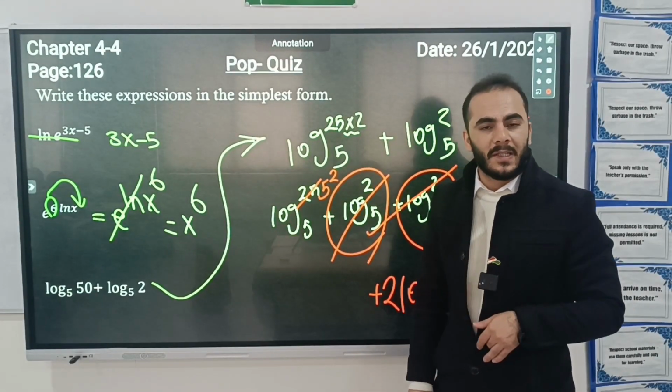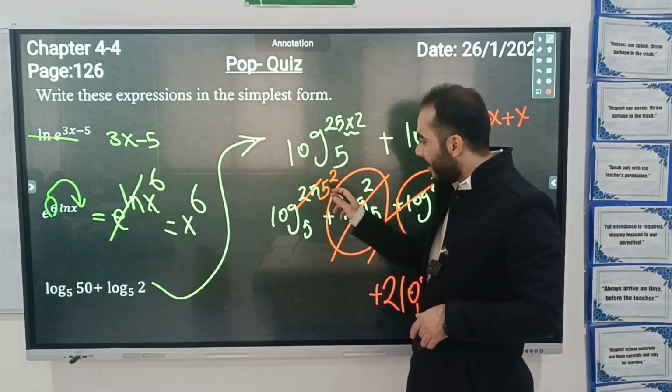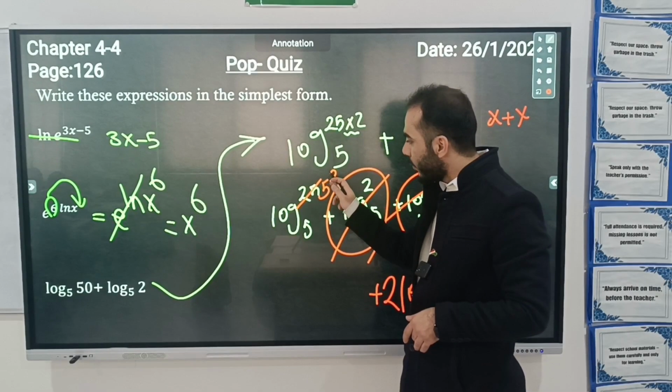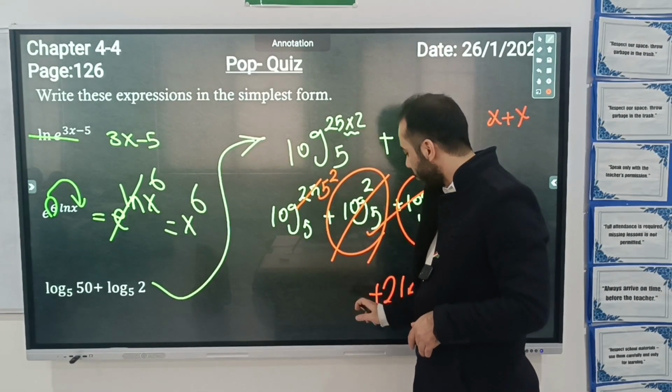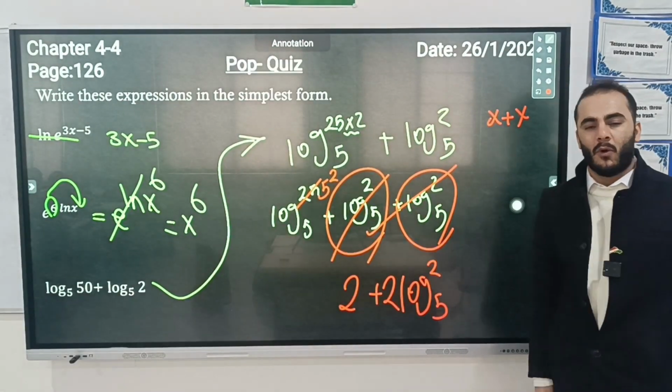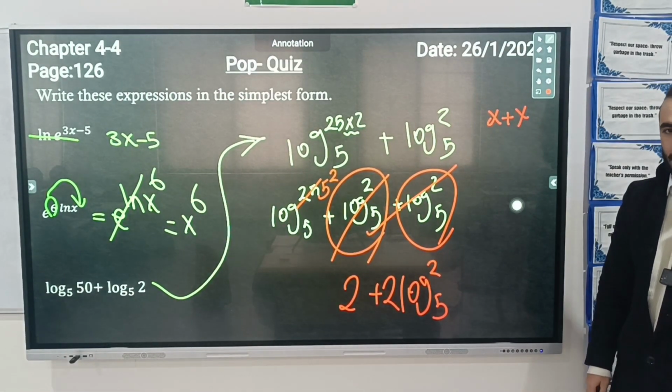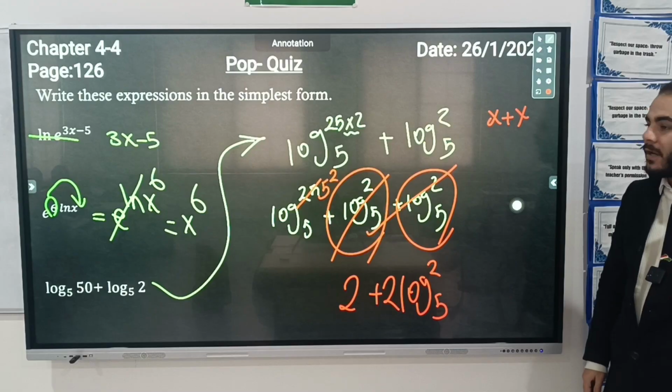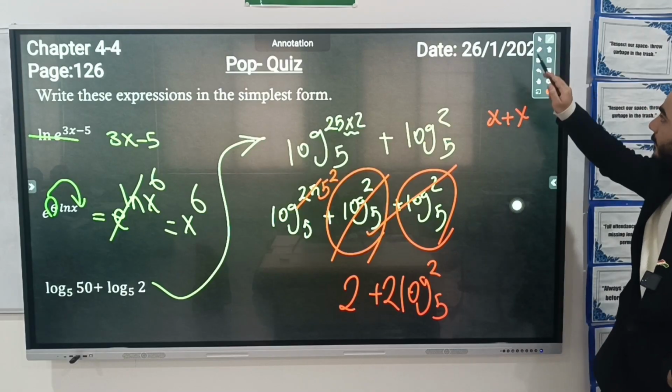Now there was a property, it says that in page 123. If these two were the same, the result equals the exponent. What is the exponent here? 2. That's it. This is the final result. You don't need to go any further. And I hope that you did understand it.